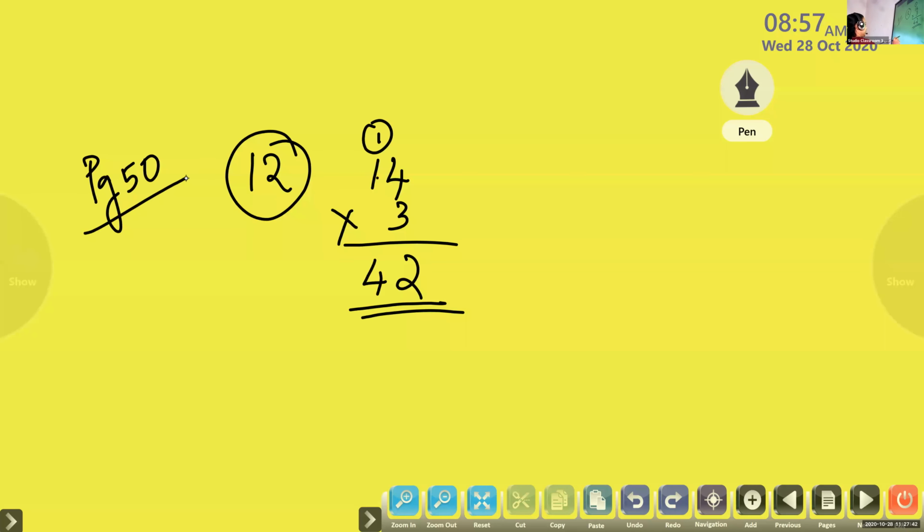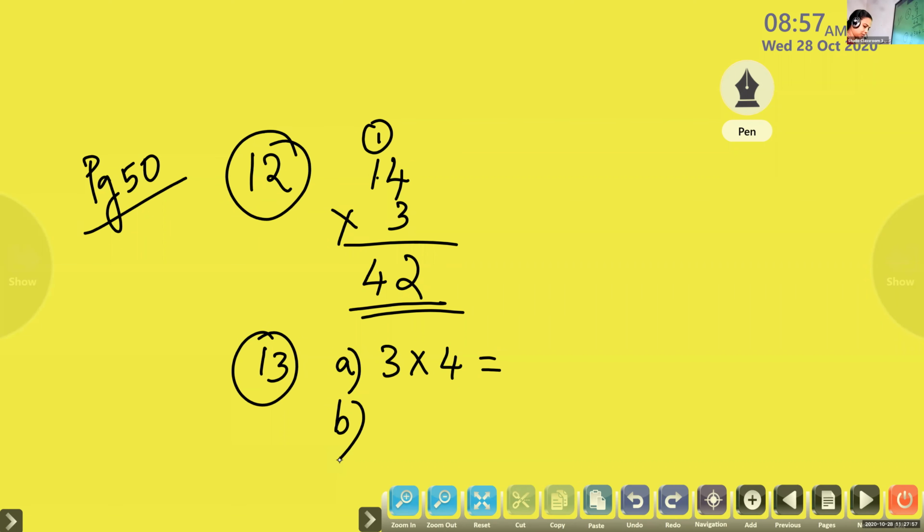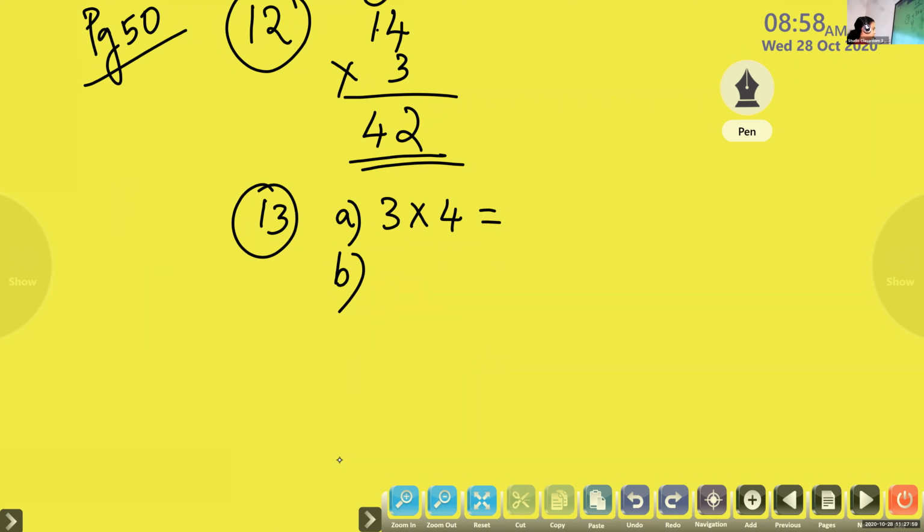Question number 13. Children, you can do it now. Multiply 3 and 4. So you have to write, that is question number A, 3 into 4, and question number B, you have to write like this. Because these are short answers, you can write 5 into 9. Question number 13, we are doing now. Okay, Felix, unmute and tell me. 3 into 4, question number 13A.